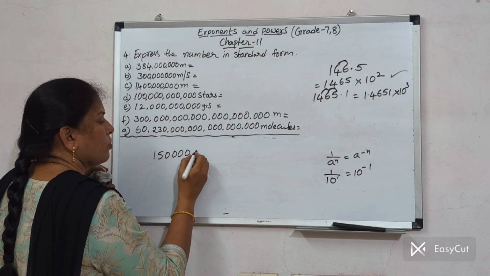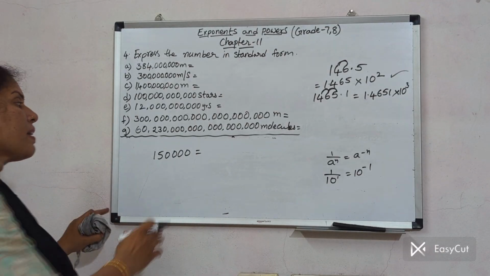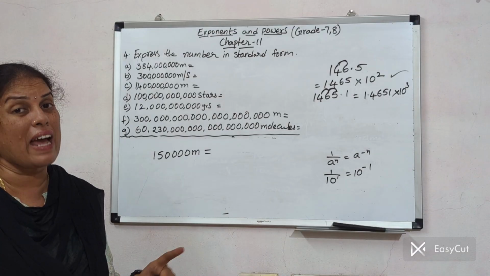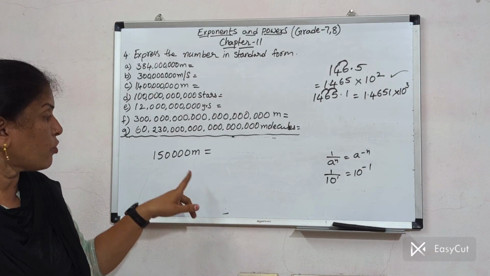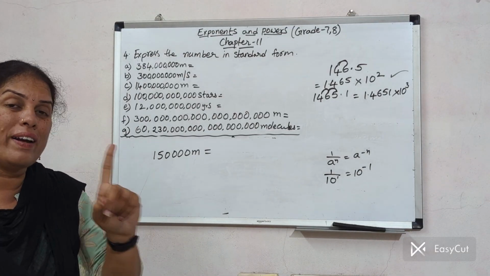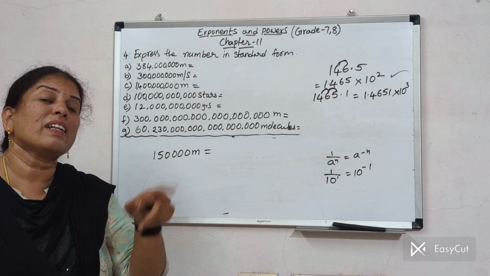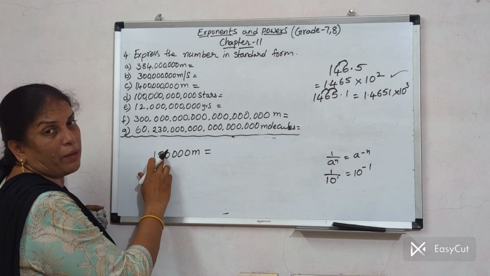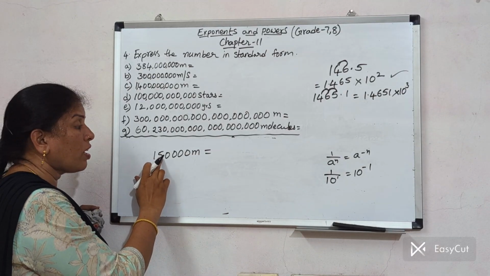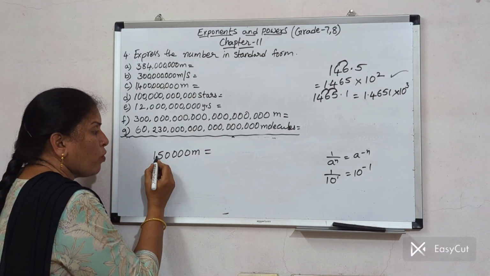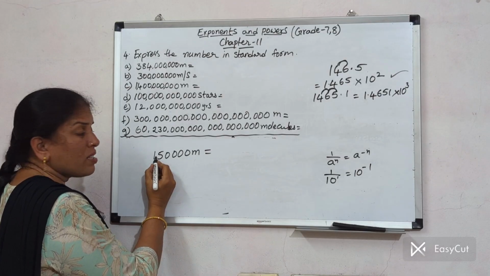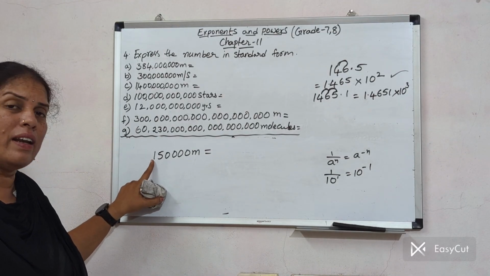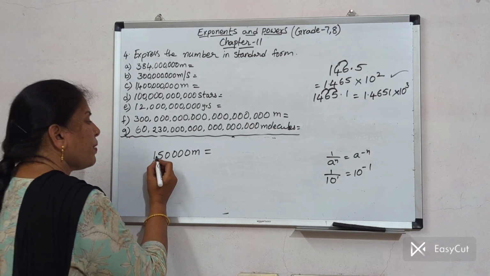1, 2, 3, 4. This is the number. Meters, they give. They asked you to change this one into standard form. Standard form is what I told: before the point only 1 digit must be there, that too greater than 0 and less than 10. If I keep the point here, 15 it becomes. This is greater than 0, so I should not keep 15 before the point. I want to keep the point here. Why? Because 1 is greater than 0 and less than 10. So I must keep the point here.